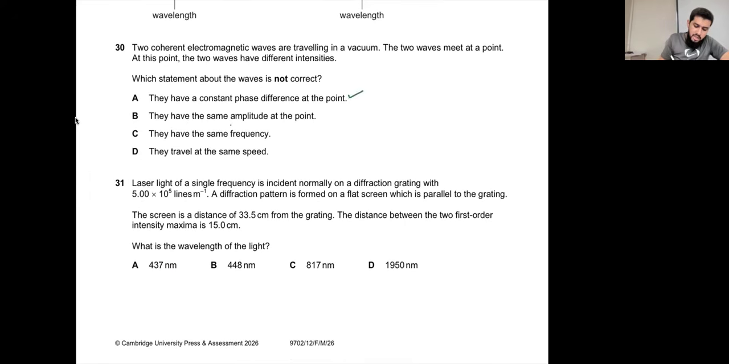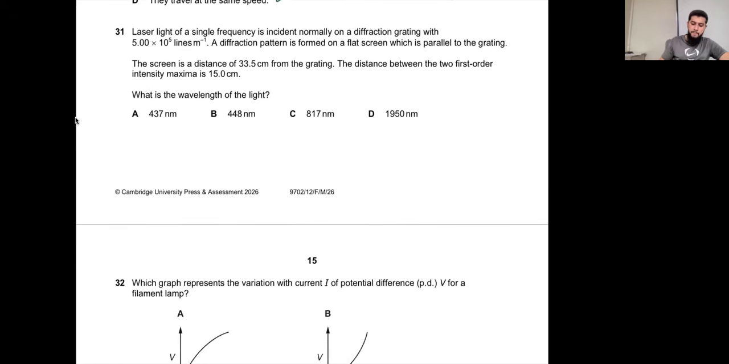This is correct. They have the same amplitude. No, because intensity is directly proportional to amplitude squared. They will have the same frequency. Yes, they are coherent. They travel at the same speed. Yes, because they're electromagnetic waves in a vacuum.